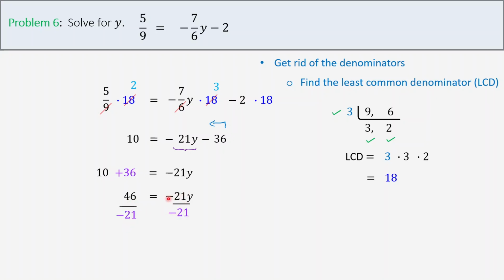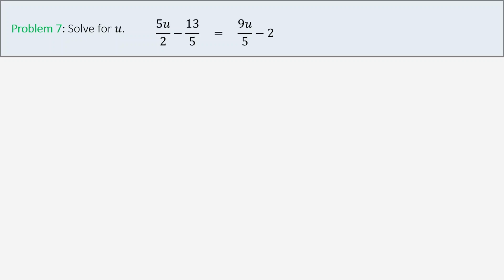Now cancel out negative 21 and negative 21. A positive number divided by a negative number is a negative number. 46 divided by 21 is equal to y. So y is equal to negative 46 divided by 21. This is the solution. In this equation, there are three denominators.